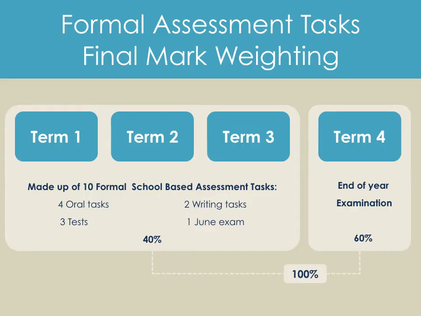Your formal assessment tasks, and if this is just an example of the final weighting, you can download the PDFs available after this video clip, which give you the outline of all the different terms. But this just provides a streamlined view of what is included in term 1, 2, 3, and 4. And of course, your term 1, 2, and 3 make up 40% of your final mark, and then your term 4, which is your end of year examination, makes up 60%.